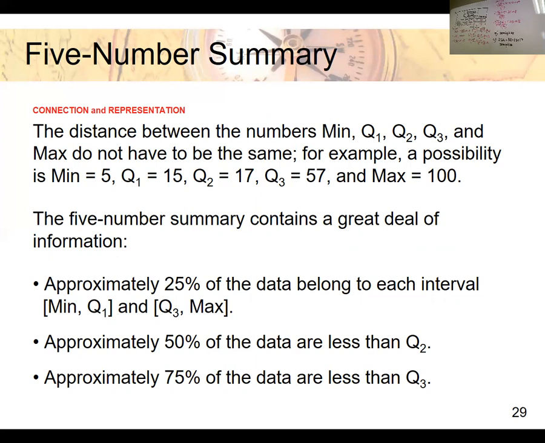The distances do not have to be the same. For example, a possibility would be something like this. The min could be 5, the first quartile is 15, and the second quartile is 17. Notice how close Q1 and Q2 are. And then Q3 could be something like 57, and then the max could be 100.